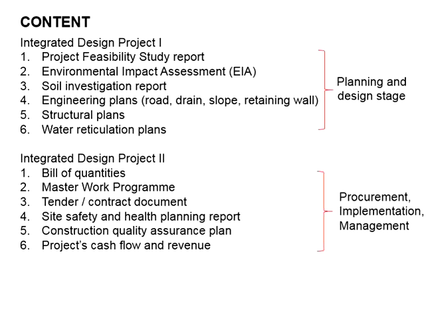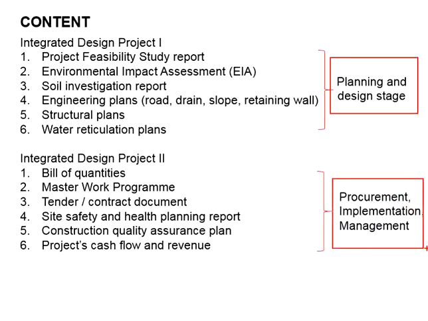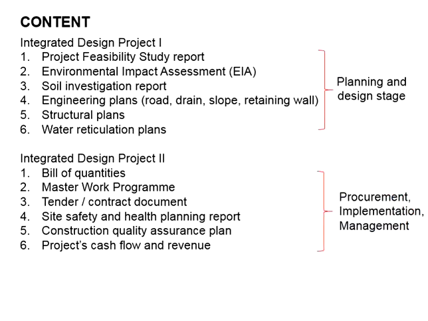We mentioned the scope of the integrated design project, which can be divided into two categories: the planning and design stage, as well as the procurement, implementation, and management. The integrated design project is normally done in two semesters. The first semester will deal with the planning and design stage.